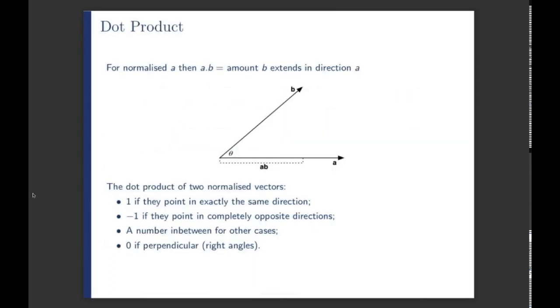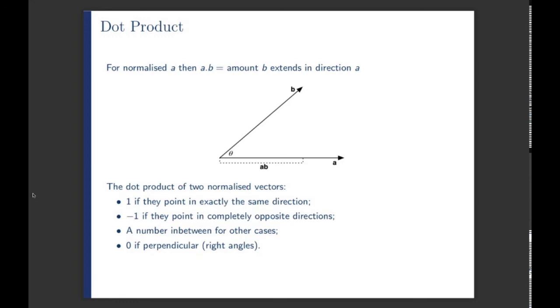So if we've got a normalized vector A, and we take the dot product with another, then we can think about it in this term. So we can think about the dot product of A and B being the amount that B is extending in the direction of that normalized vector.